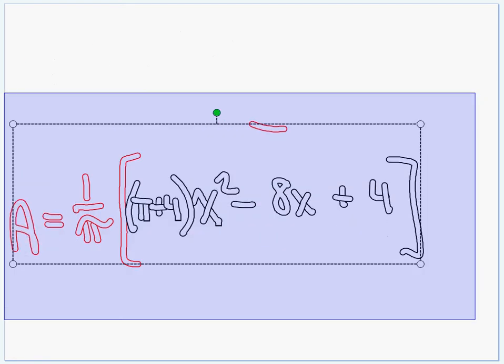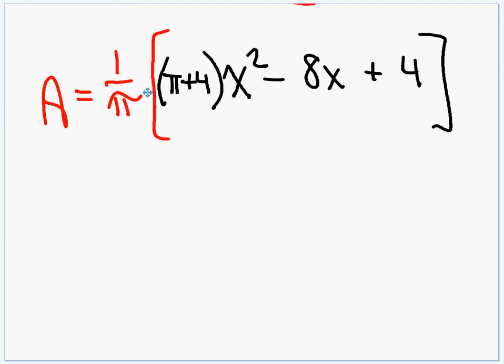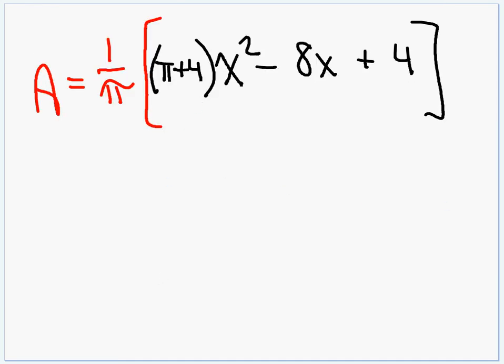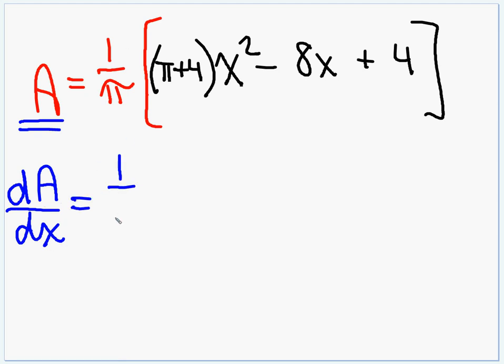All right. I think it's time to derive. We've got our primary equation. It's down to one variable, just x is in there. So if we derive dA/dx, 1 over pi is a constant multiple. It's going to come along for the ride.